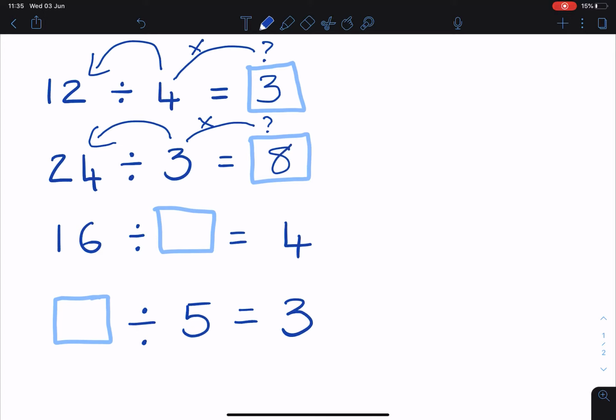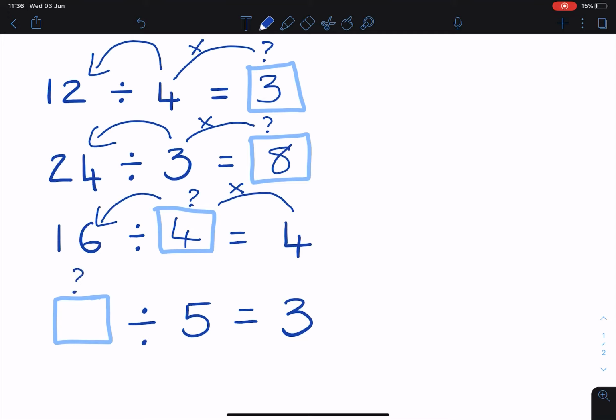16 divided by what is 4? Well, 4 times by what is 16? 4 times by 4 is 16. So 16 divided by 4 equals 4. Let's look at the last one.